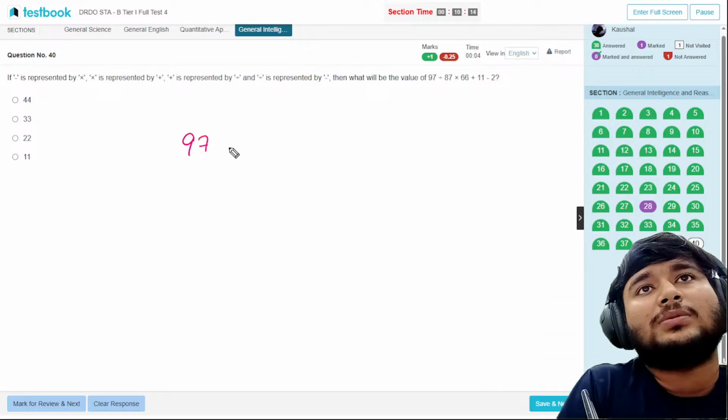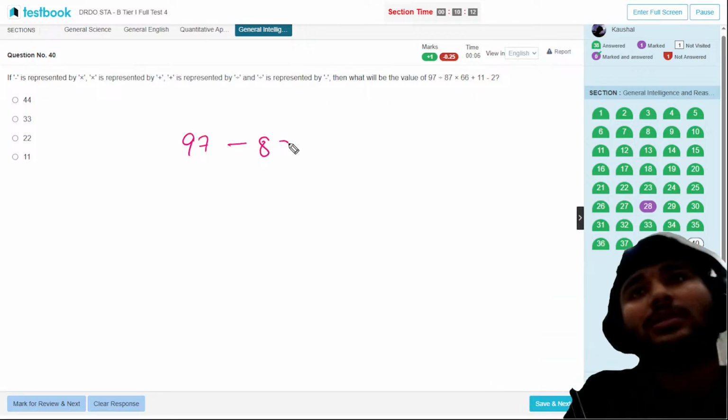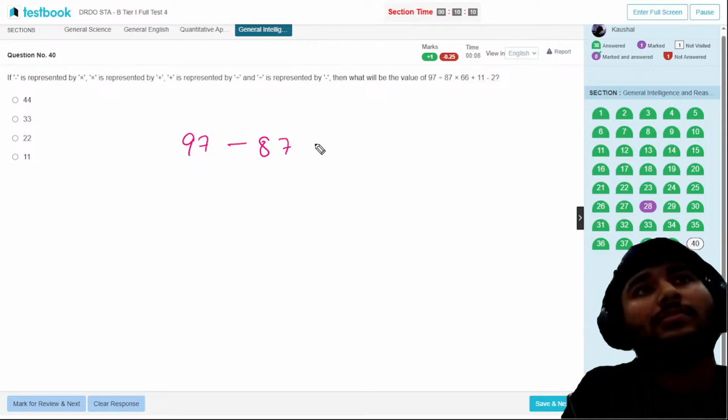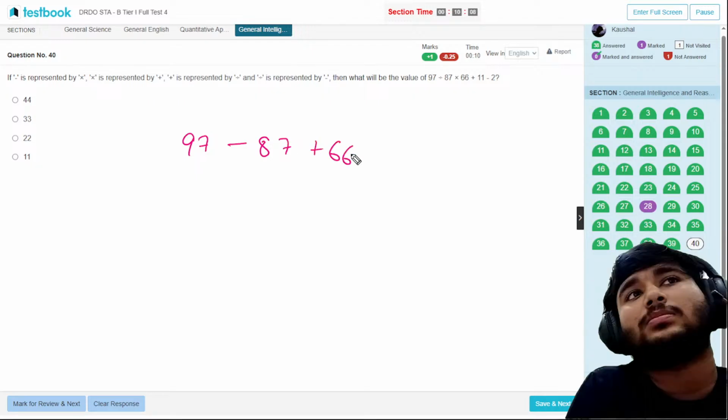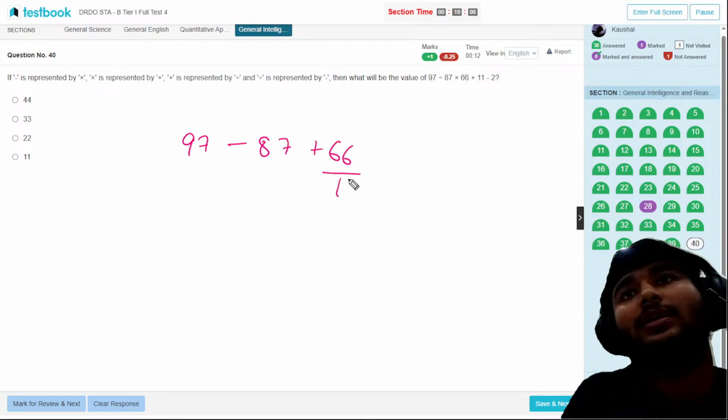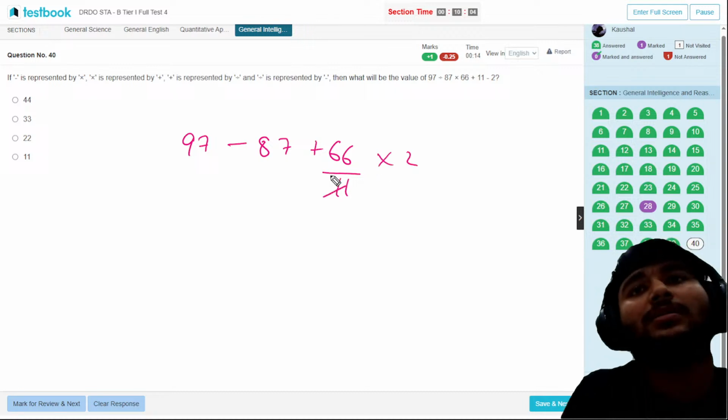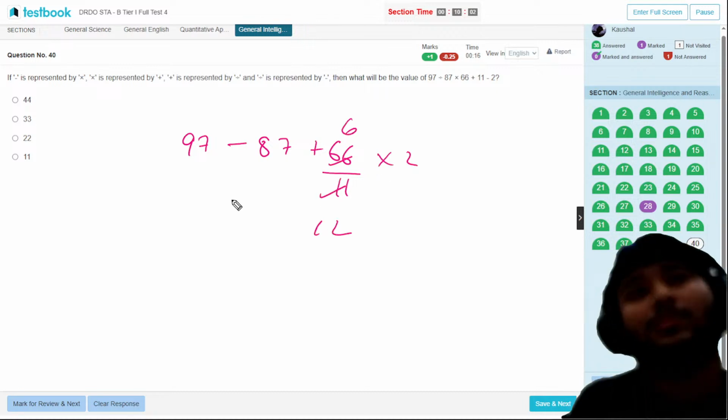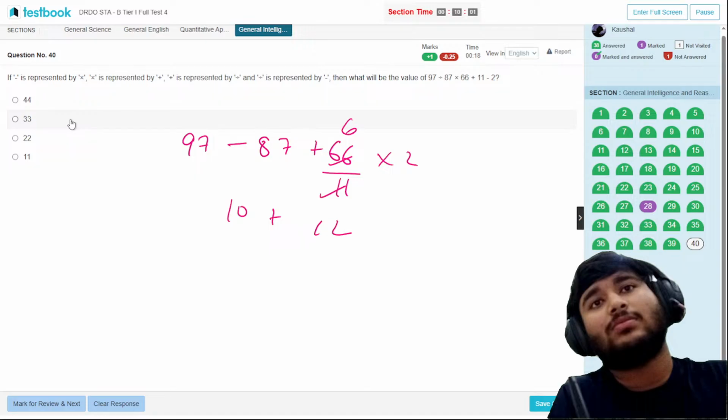Divide is represented as minus 87, multiply is plus 66, plus is divide by 11, minus is multiply by 2, 12. 10 plus 12 is 22.